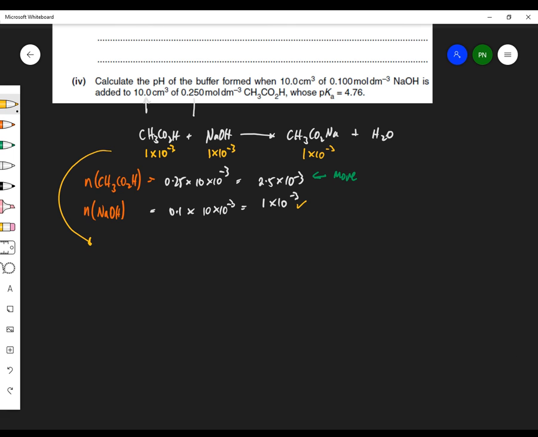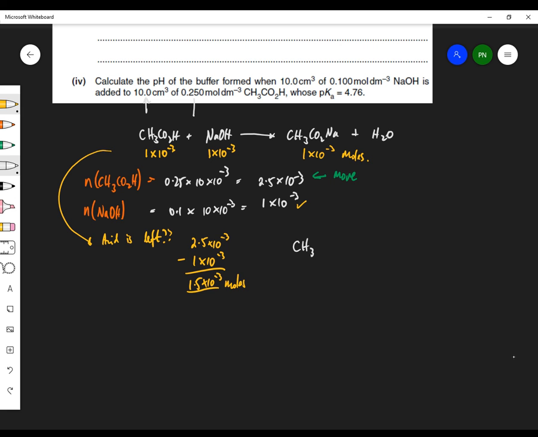So how much acid is left? Well, it's what we started with, 2.5 times 10 to the minus 3, minus 1 times 10 to the minus 3. It gives us 1.5 times 10 to the minus 3 moles. Okay, how much salt do I get? I get 1 times 10 to the minus 3 moles. So now, that's the first bit.